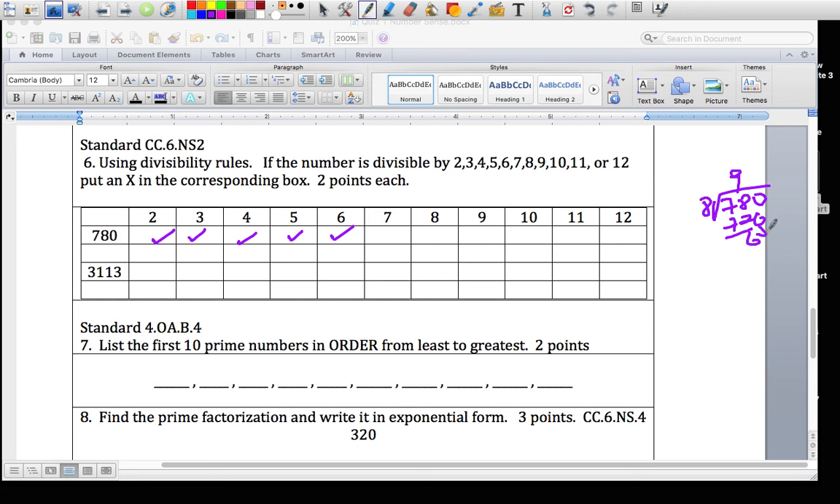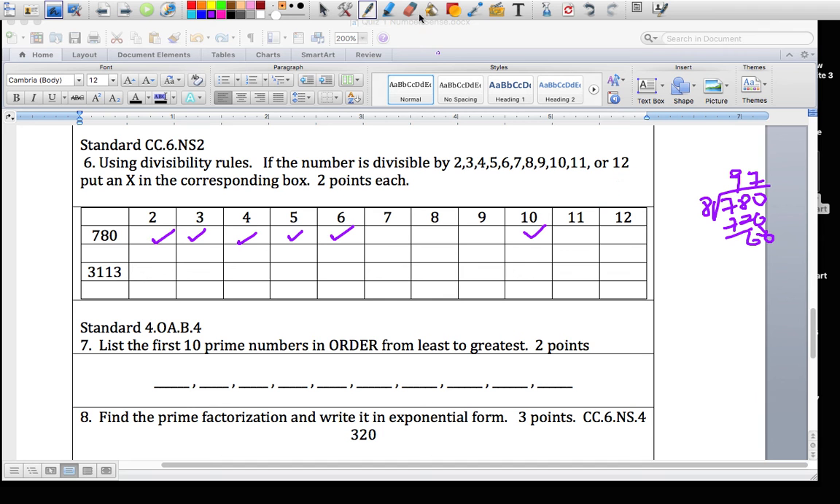6, bring the 0 down. 8 goes into 60 7 times. There will be a remainder, so 8's a no. 9, 7 plus 8 plus 0 is 15 again, and that's not a multiple of 9, so no. 10 is a yes because it ends in 0.